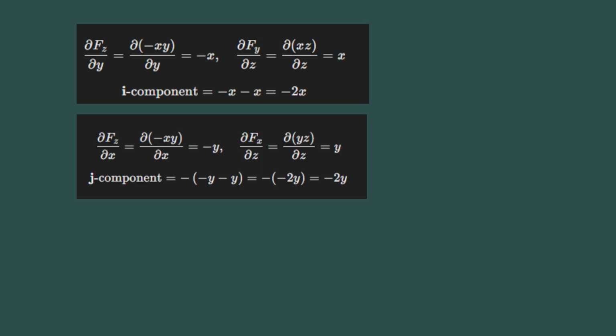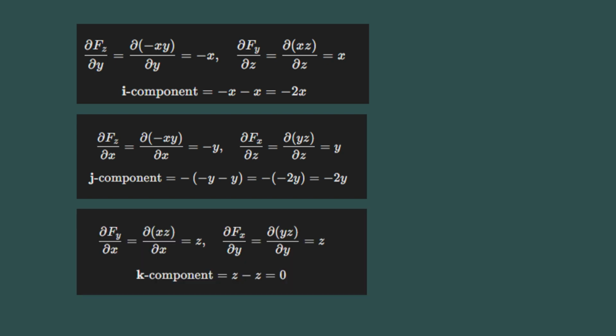For the j component, differentiating negative x times y with respect to x gives negative y, and differentiating y times z with respect to z gives y. Subtracting these, the j component is negative 2 times y. Finally, for the k component, differentiating x times z with respect to x gives z, and differentiating y times z with respect to y gives z. Subtracting these, the k component is 0.